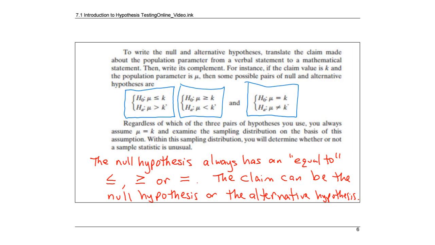Okay, so each of those go together, and they can only look like that. There's nothing else we can do. The null hypothesis always has the equal to with it. It either has less than or equal to, greater than or equal to, or it literally has the equal to, for the null. And then what gets interesting is the claim can be either one, and we'll deal with that as we go along.